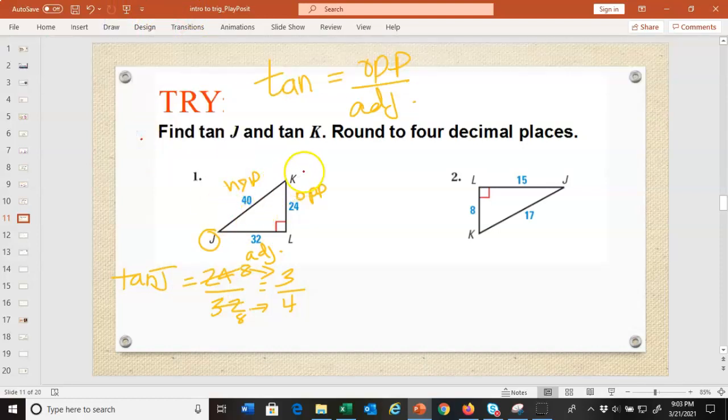All right, let's do K. I'm just going to do another color. Remember, you can rewrite the triangle if you want. You can erase things if you want. Just don't get them mixed up. So we're going to make this now opposite and this now adjacent, and hypotenuse stays the same. So tangent of K, remember tangent is opposite over adjacent, so we're going to have 32 over 24. So that's just going to be 4 over 3, right? It's just that sort of reversed ratio.